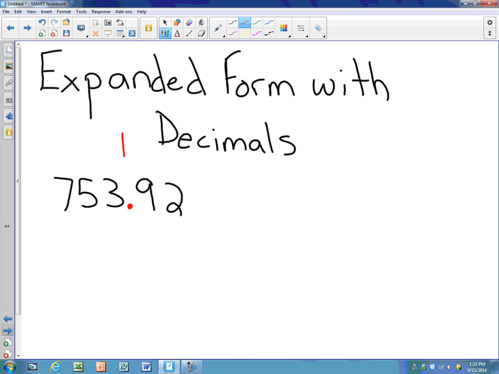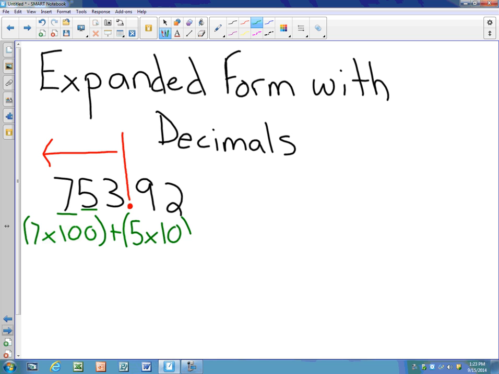So first we do the same thing that we already knew how to do from the left side of the decimal over. And we do our expanded form the way we just did it. So in this case, we start with the 7, which is in the hundreds place, and we multiply 7 times 100. And then we move on to the 5, which is in the tens place, and then the 3, which is in the ones place.